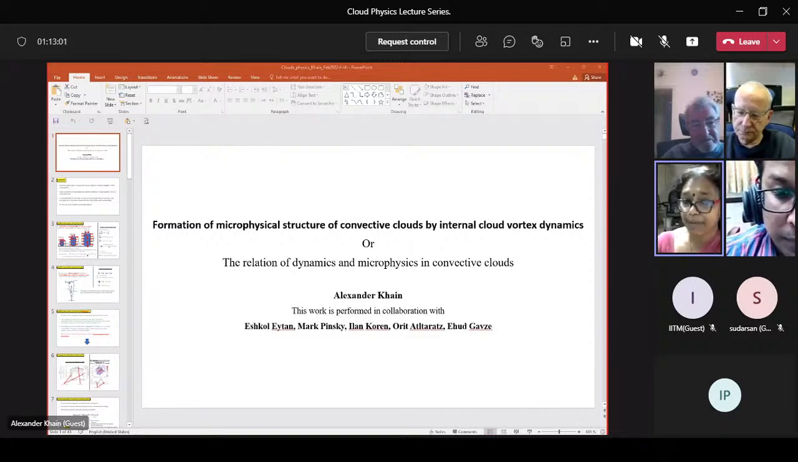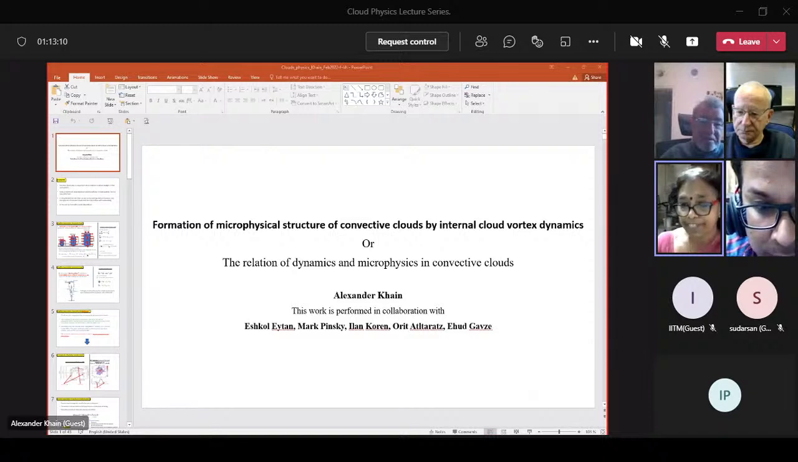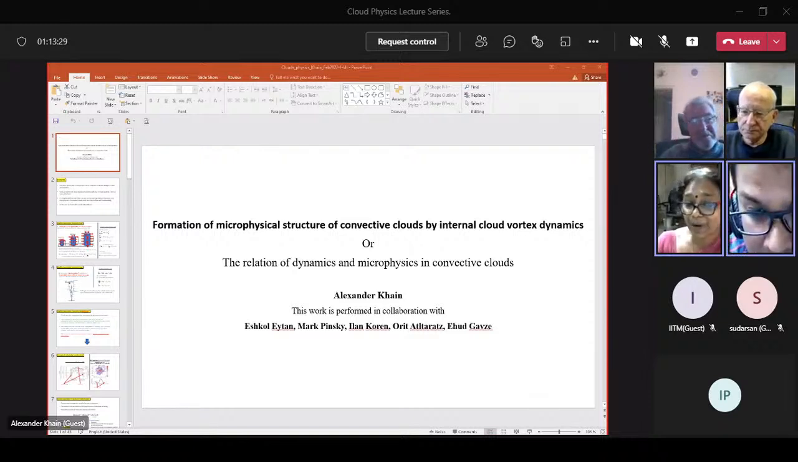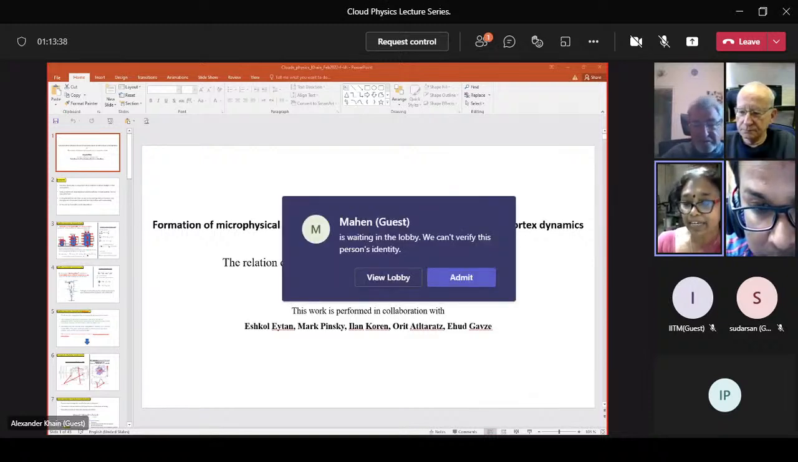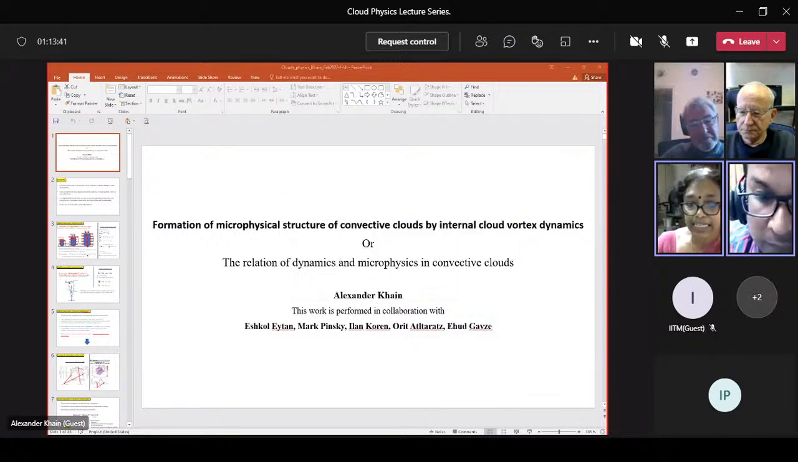He is an author of a spectral microphysical scheme, the SBM model, which is also implemented in the WRF model as a cloud microphysics scheme. He has published over 260 scientific papers and four books, including a recent book on physical processes in clouds. His talk today is on a very emerging topic, and we really look forward to hearing from him. I request Dr. Subrata Kumar Das from the Indian Institute of Tropical Meteorology to introduce his talk.